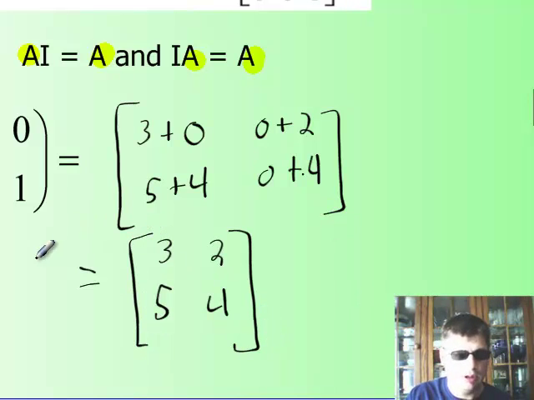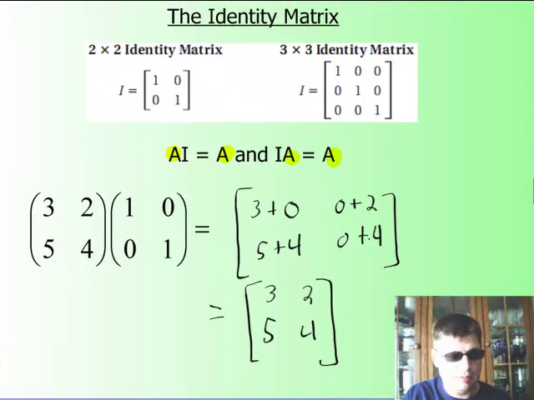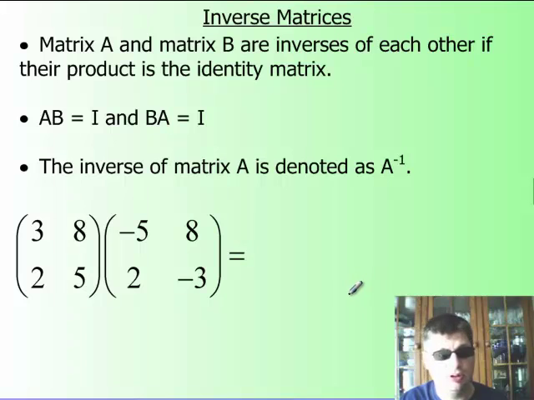So we can see that the identity matrix actually does what it says it's supposed to do. Okay, now the next thing I want to talk about is inverse matrices. So let's say matrix A and matrix B are inverses of each other. If we multiply them together, you end up getting the identity matrix. That's what makes them inverses.